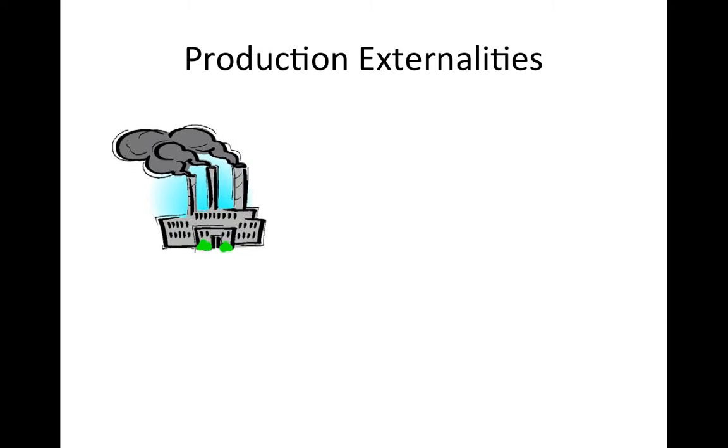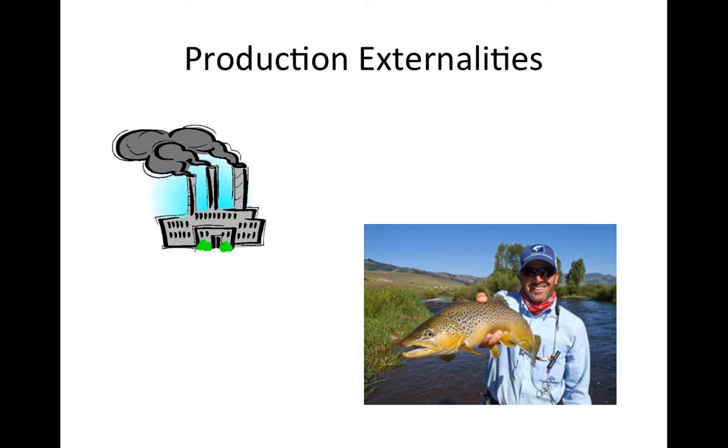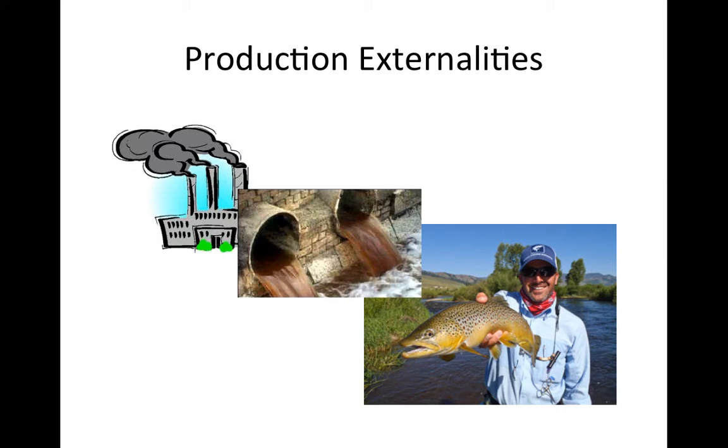With a production externality, the situation is reversed. Instead of consumers being affected by the economic activity of others, firms are. As an example, consider 2 firms, a factory and a fishing guide. Suppose that the factory is located upstream of where the fishing guide takes his clients and releases pollution into the waterway. As a result, the fishing guide has to travel longer distances to take his clients to fishable waters, and his costs are increased. Thus, his profits are reduced.